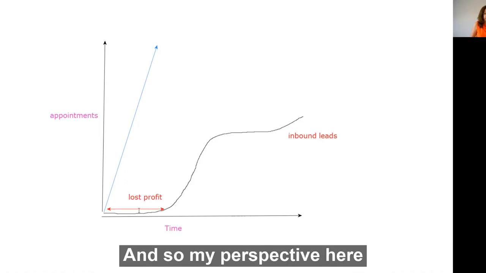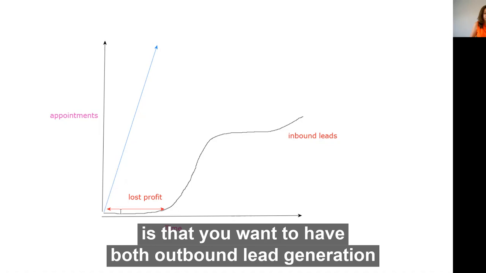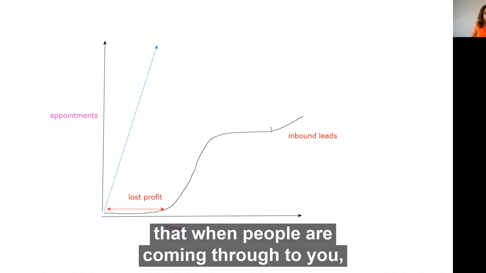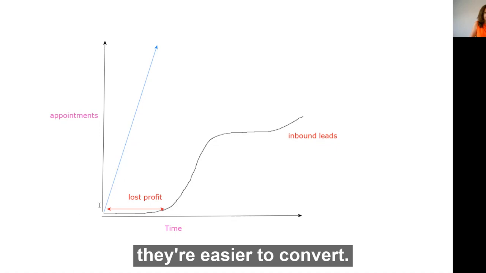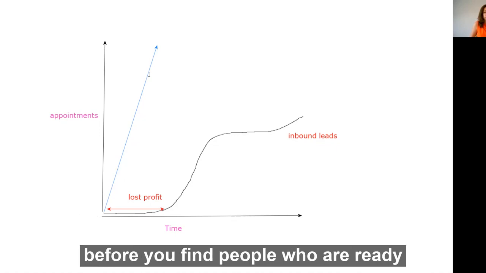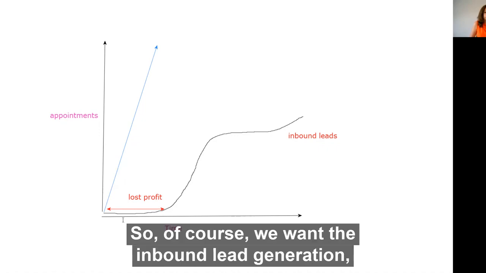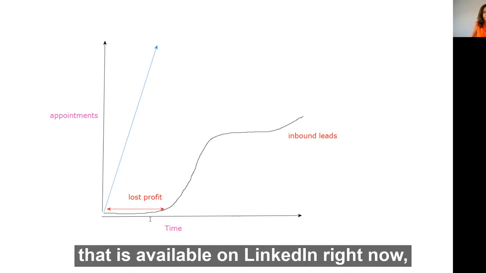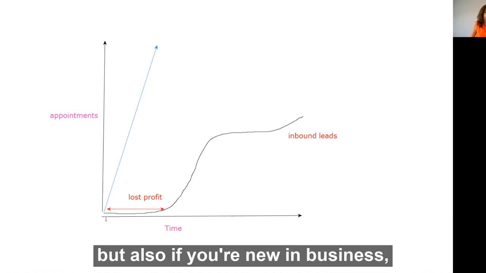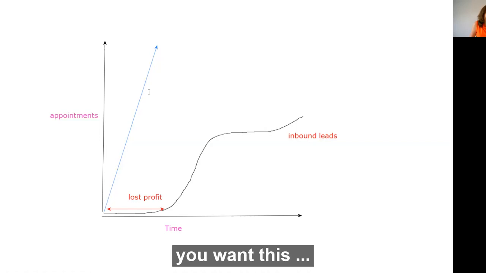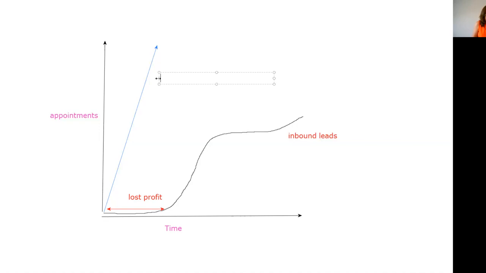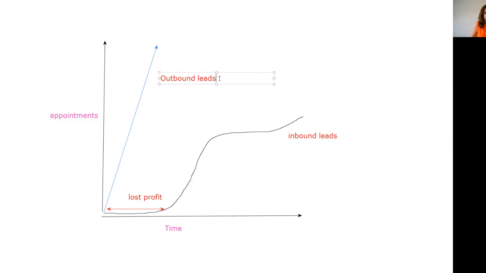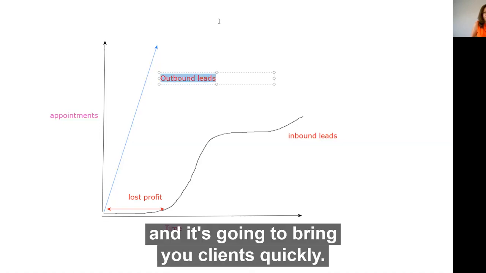So my perspective here is that you want to have both outbound lead generation and inbound lead generation. With inbound lead generation, the advantage is that when people come through to you wanting to work with you, they're easier to convert. With outbound, you might have to do more calls before you find people who are ready to actually buy from you. So of course we want the inbound lead generation. We want to take advantage of the organic reach that is available on LinkedIn right now. But also, if you're new in business, you want outbound lead generation because it's fast and it's going to bring you clients quickly.